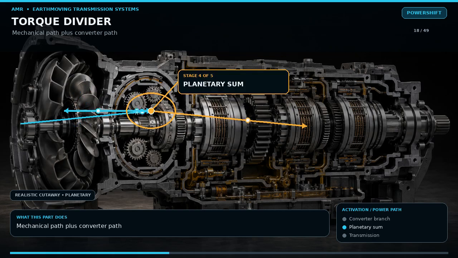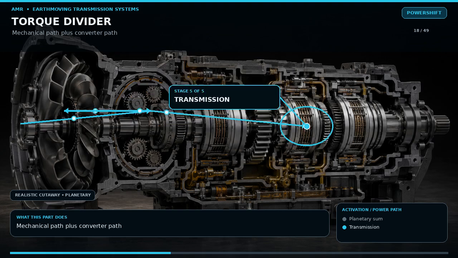Some large dozers add an electronically controlled stator clutch. By allowing or preventing stator reaction, the system changes converter capacity and controls how much torque reaches the driveline. Diagnosis may therefore involve converter pressures, stator clutch command, outlet speed, and the downstream Powershift transmission.